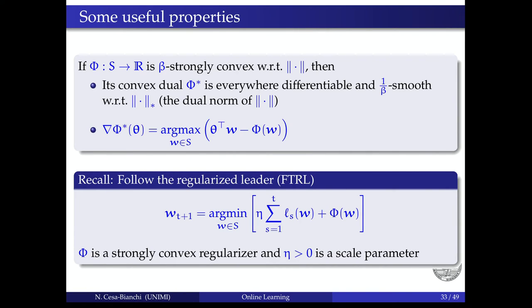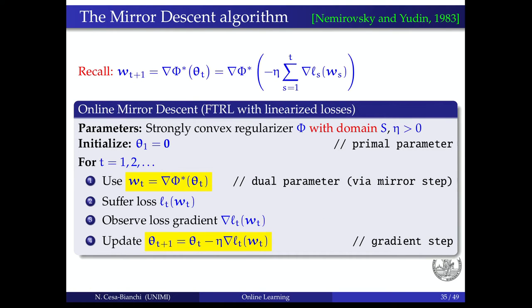So the domain of this function is the entire linear space. I can evaluate on any theta. Indeed, my gradients are not at all restricted. These gradients will wander in the linear space, but my prediction will always belong to the set S, because my strongly convex regularizer is defined on that domain. So this operation is also implicitly doing a projection in the domain.